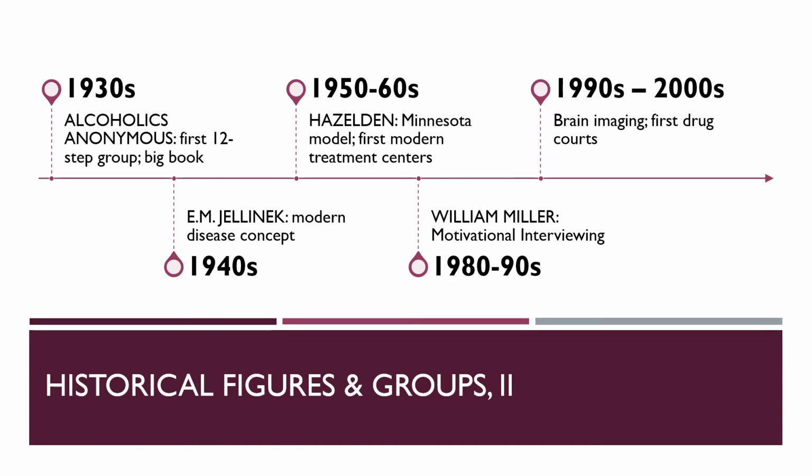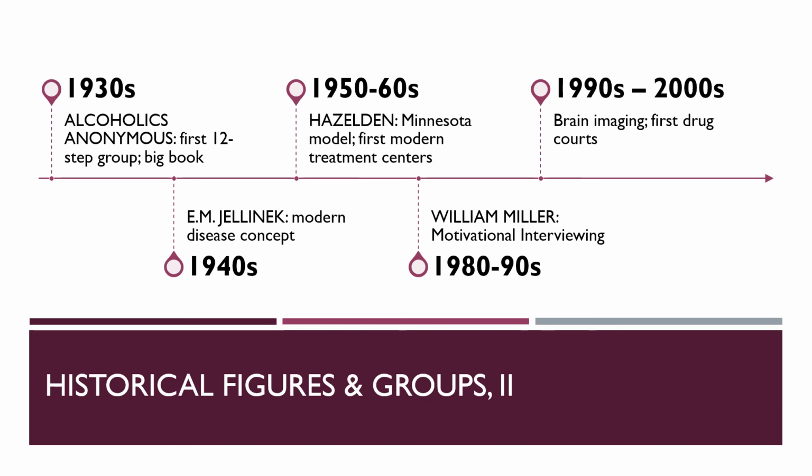Moving forward to the 1930s, actually 1935, Alcoholics Anonymous is founded, and it's the first 12-step group. They put out a really important text called the Big Book of Alcoholics Anonymous. And of course, it's still around today and has led to dozens of other 12-step self-help groups that have been very important in providing treatment for people that didn't exist before.